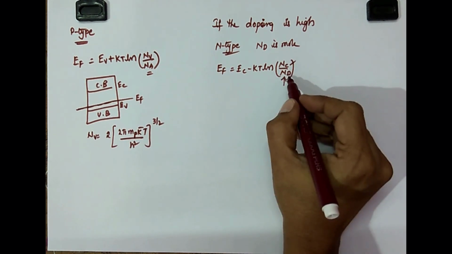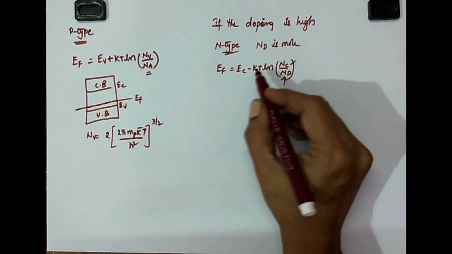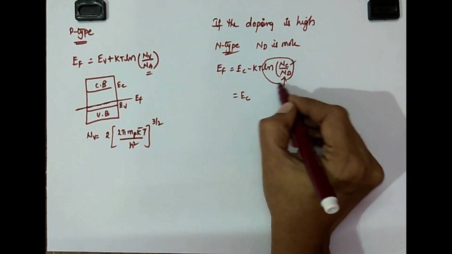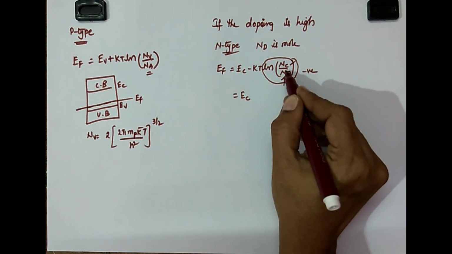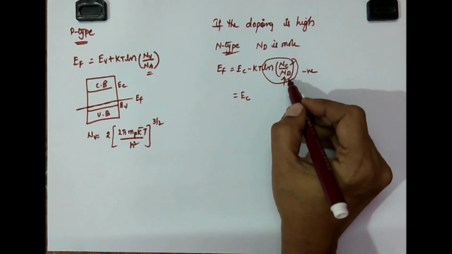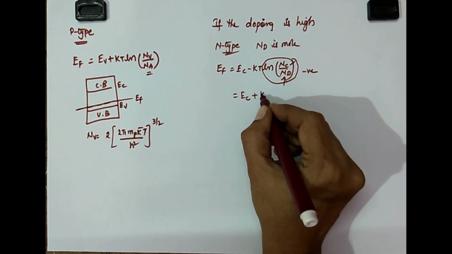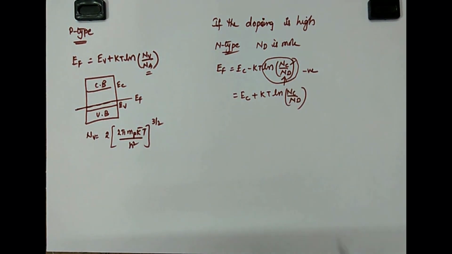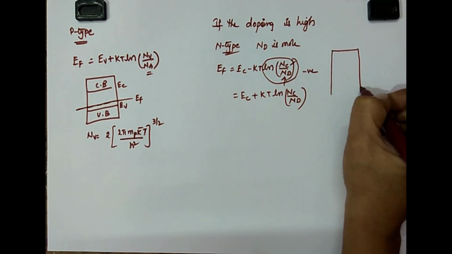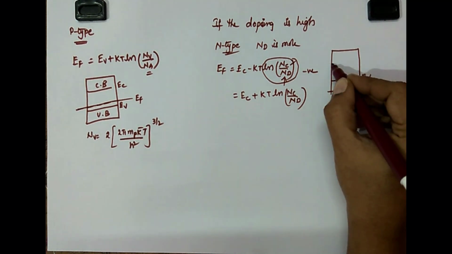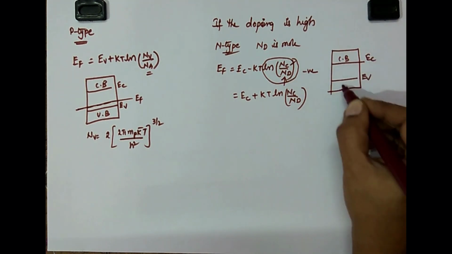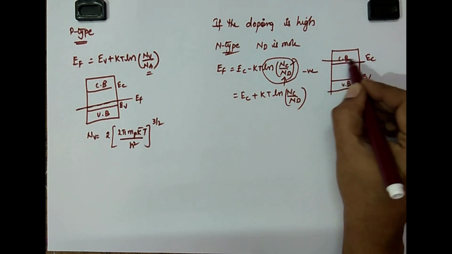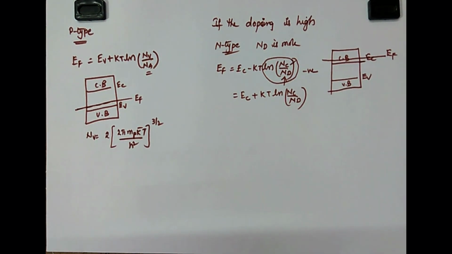Ln of Nc by Nd: if the denominator is more compared to the numerator, this ln becomes a negative value because the numerator is lesser than the denominator. So it becomes Ec plus kT ln Nc by Nd. Then what is the band diagram? This is Ev and this is Ec, meaning this is the conduction band and this is the valence band. Now see here, it is Ec plus kT ln, which means the Fermi level is here.